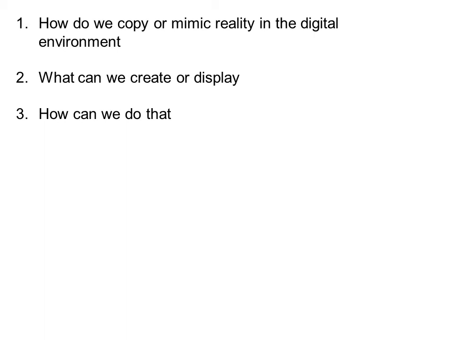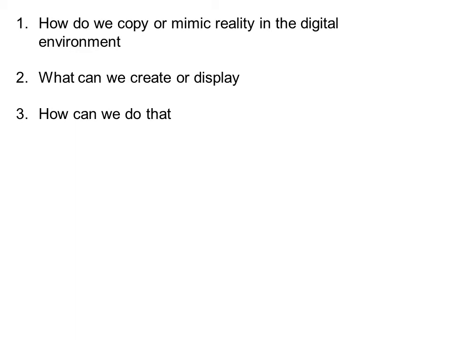So a couple of key things. Number one, how do we copy or mimic reality in the digital environment? My standard answer for this is we do it very poorly. And the reason we do it very poorly is simple. The world is a vastly complex and detailed place, and the GIS environment simply cannot reproduce it at that level. And so we make a poor facsimile of reality, but we try to make it accurate in terms of the things that we're interested in or need to understand.